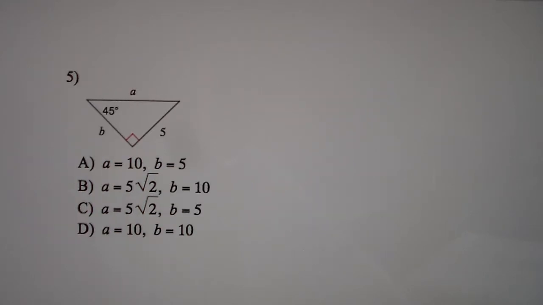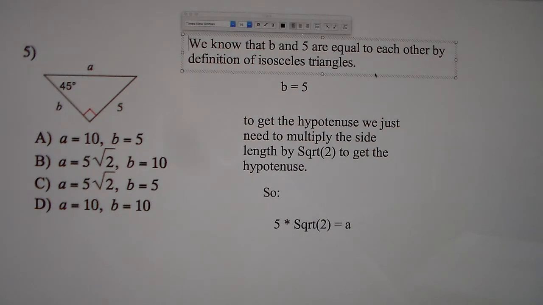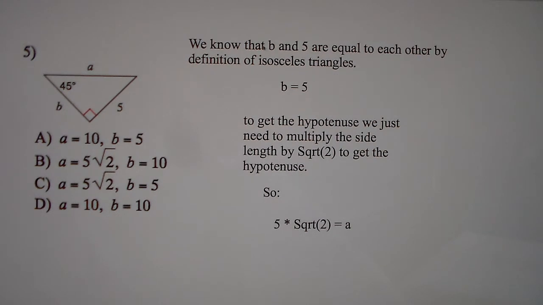Here's problem number 5 if you want to try that on your own. Here's the answer. We know that A and B are not equal to each other in this one. I'm sorry, B and 5 are the two legs, so B equals 5. To get to the hypotenuse, all you've got to do is take that side length and multiply it by square root of 2. So 5 radical 2 is your answer for A.